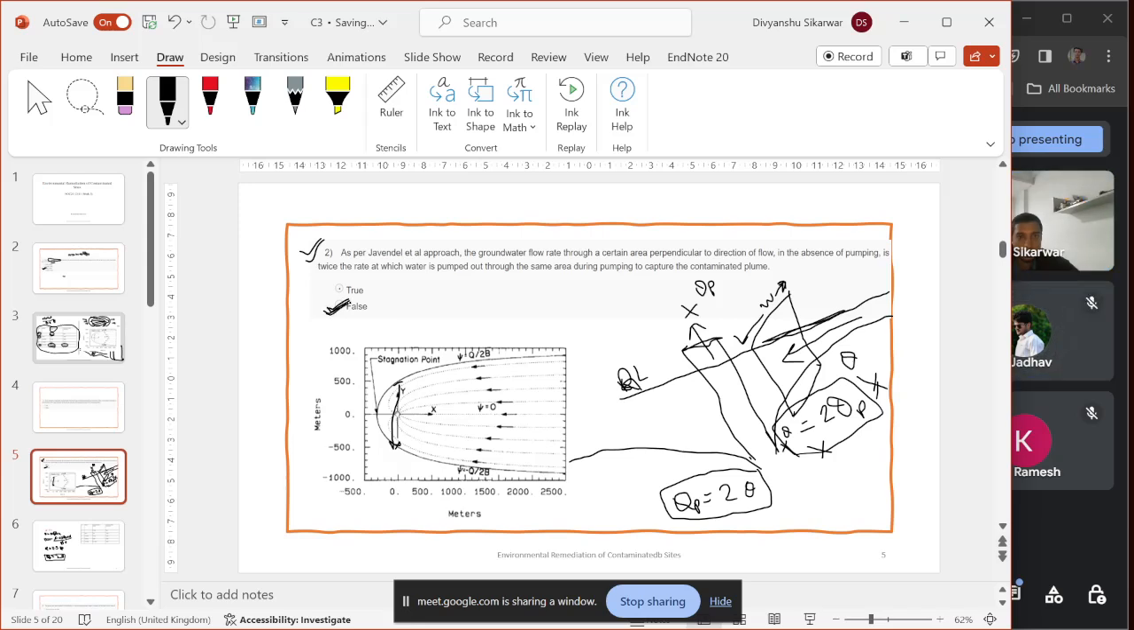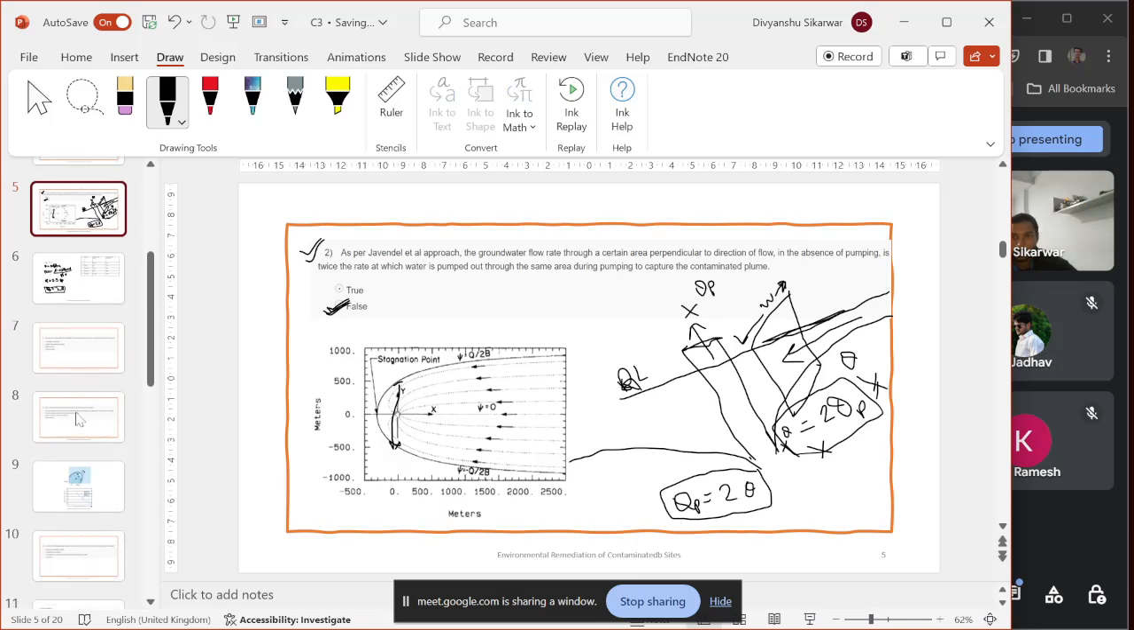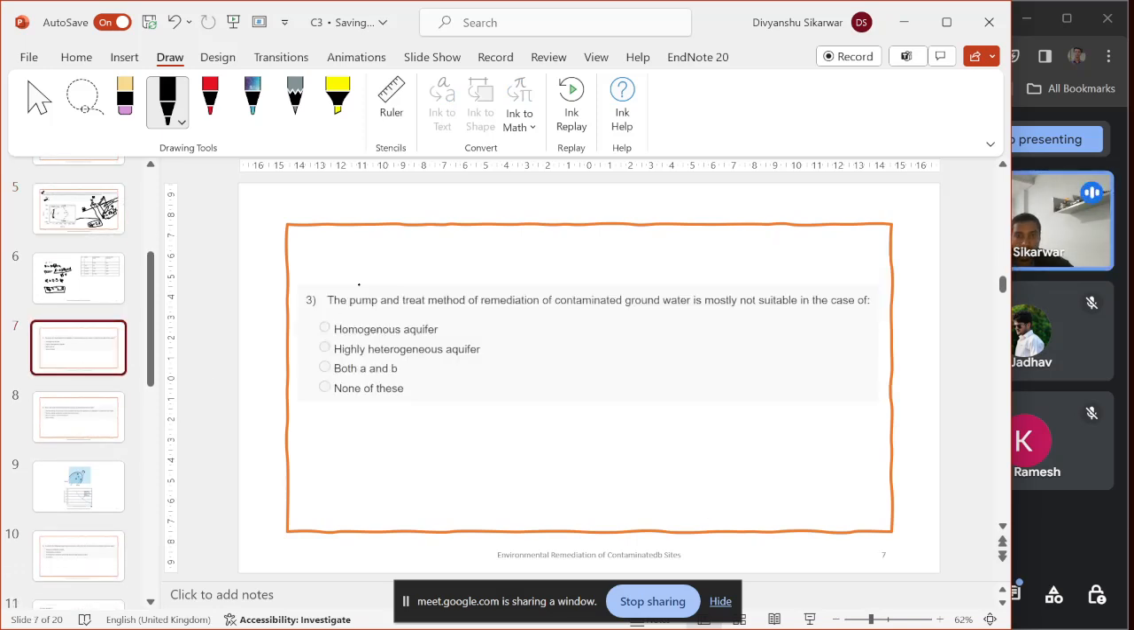Okay, sir. This is the third question. Take some time and try to solve. Since you have not done the class, let me explain the question, then you take time to solve it. The pump and treat method of remediation of contaminated groundwater is mostly not suitable in which case.